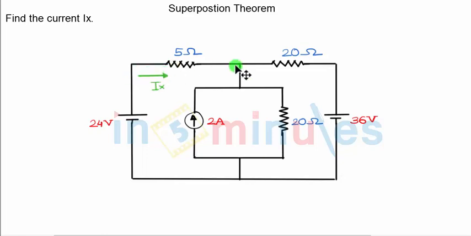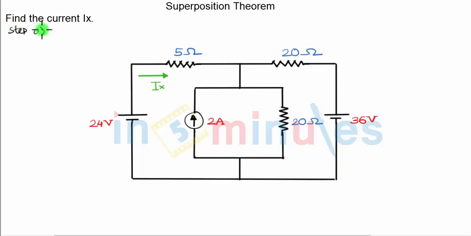Now, we are going to apply superposition theorem. So as you can see, there are total 3 sources available: 24 volts voltage source, 2 ampere current source, and 36 volts voltage source again. In superposition theorem, we will keep one source active at a time and we will proceed to find out the corresponding value of the variable. So let's start with step number 1.